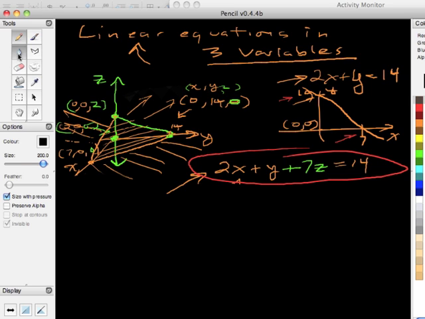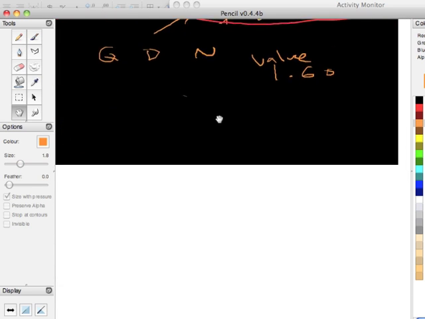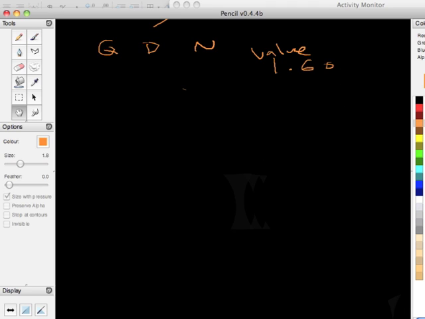Okay, so let's go into a system of equations. I'm going to do this, but I don't think I'm going to have time to solve it. So let's say we have quarters, dimes, and nickels, and we don't know how many of each we have, but the value of our collection is $1.60.